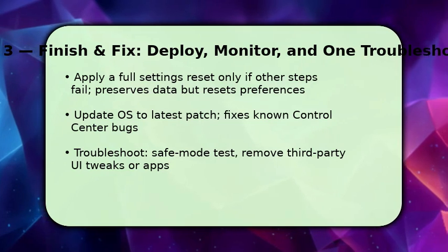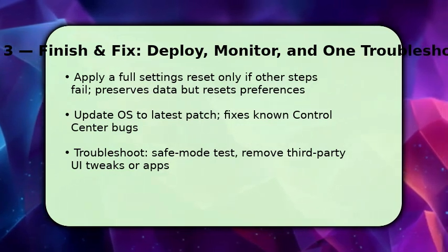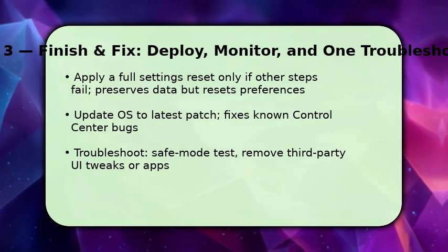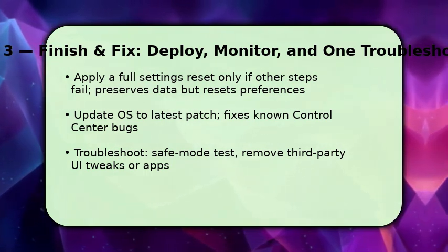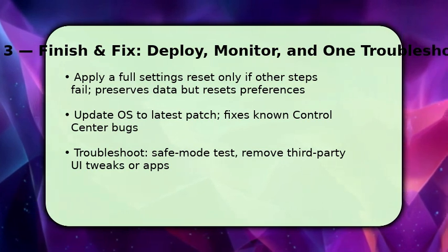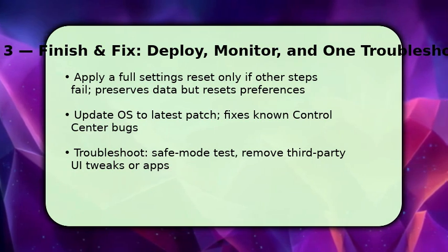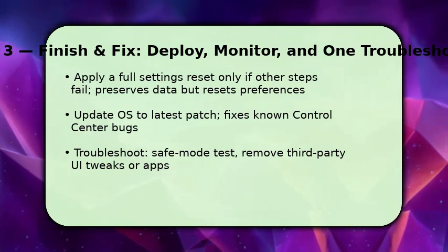You finish by updating the OS to the latest patch because many control center bugs are fixed in point releases. If the problem persists, perform a full settings reset. This keeps your data while restoring system defaults, so make sure your backup is current. After reset, reconfigure Control Center and verify each control.